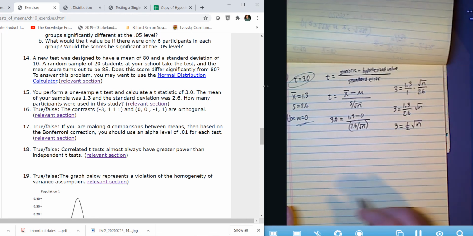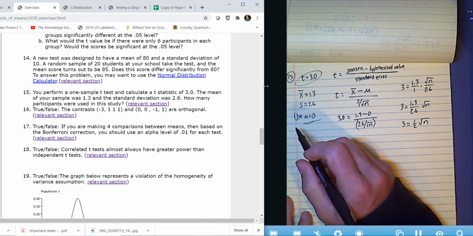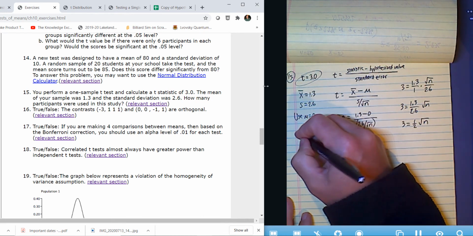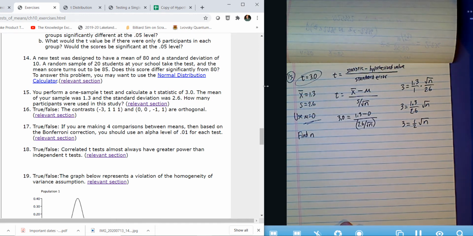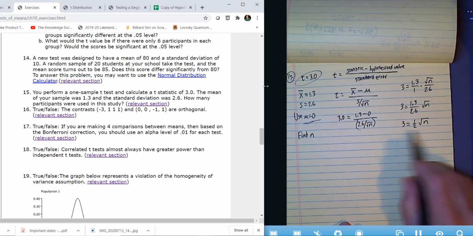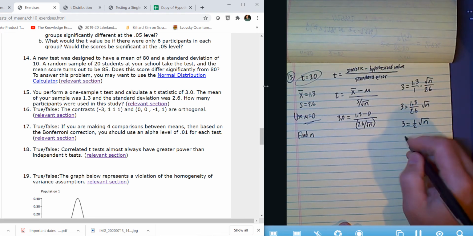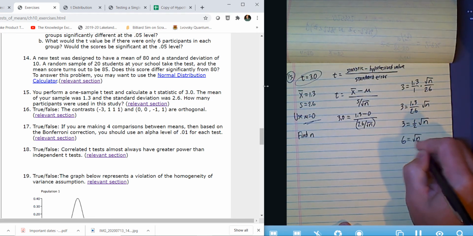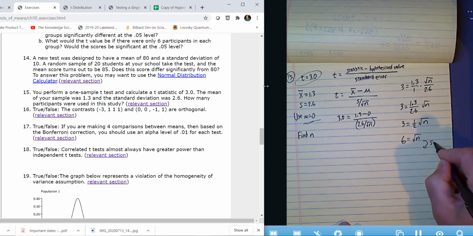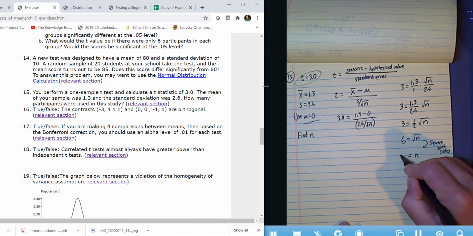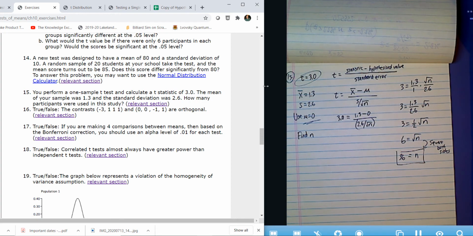And what I'm trying to do in this problem is the question asks how many participants were used in the study. So what you're really trying to do here is find n. I should have been clear about that from the beginning. But I'm trying to get the n by itself. So just doing a little algebra, I will multiply both sides by 2. So now I know that 6 is the square root of n. And if I square both sides, I can get the value of n. N is equal to 36. So problem 15 was not an easy problem.